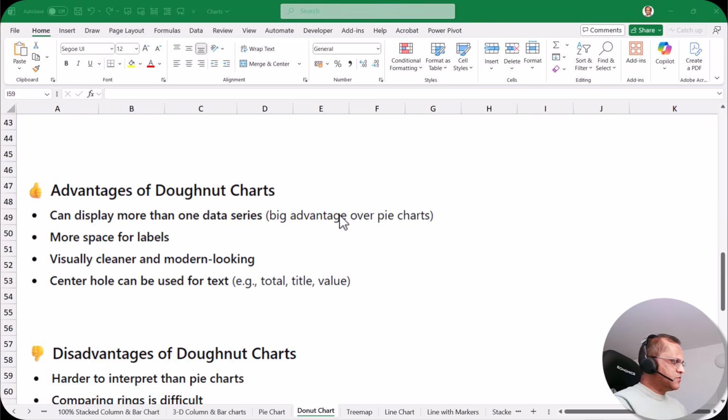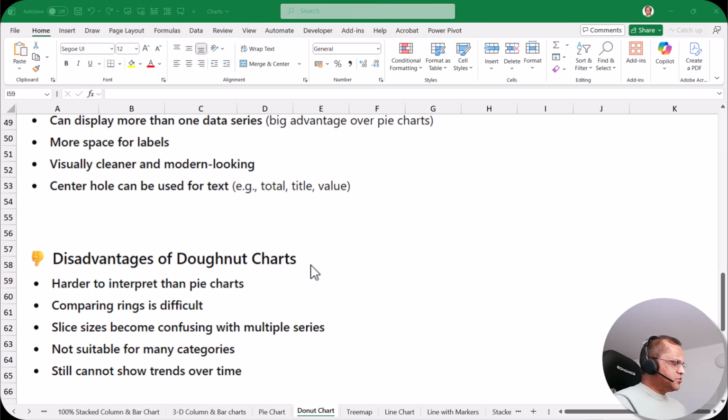Now, what are the advantages of donut chart? It can display more than one data series, more space for labels. Inner portion also we have that hole. So there also we can put the label. Visually cleaner and modern looking. Center hole can be used for text. So we can put some text inside that hole.